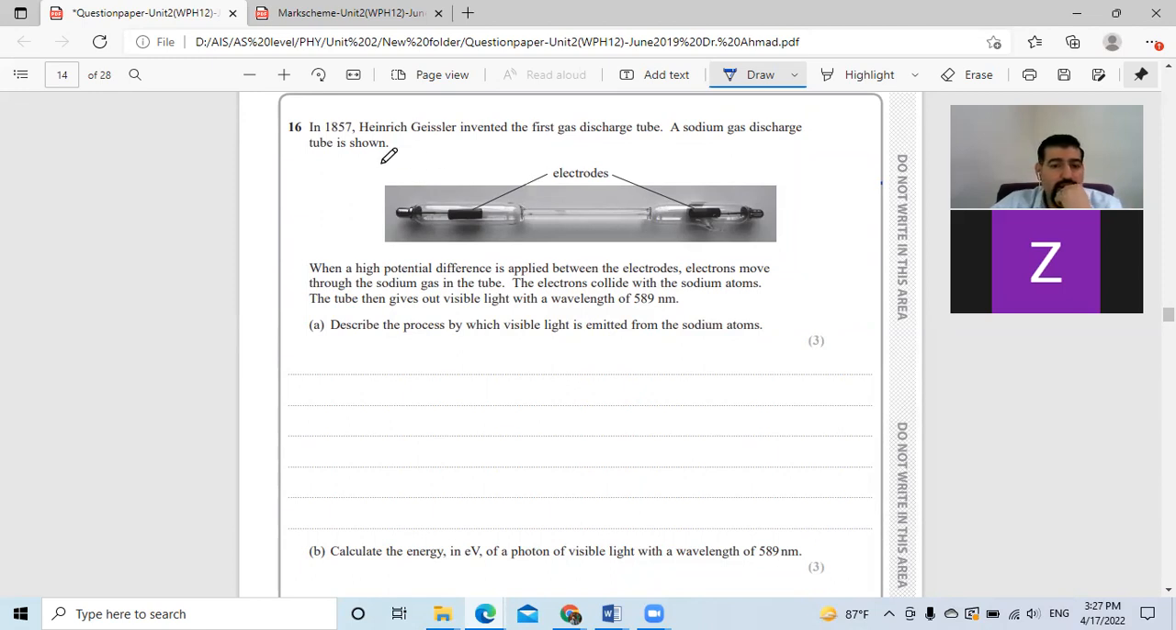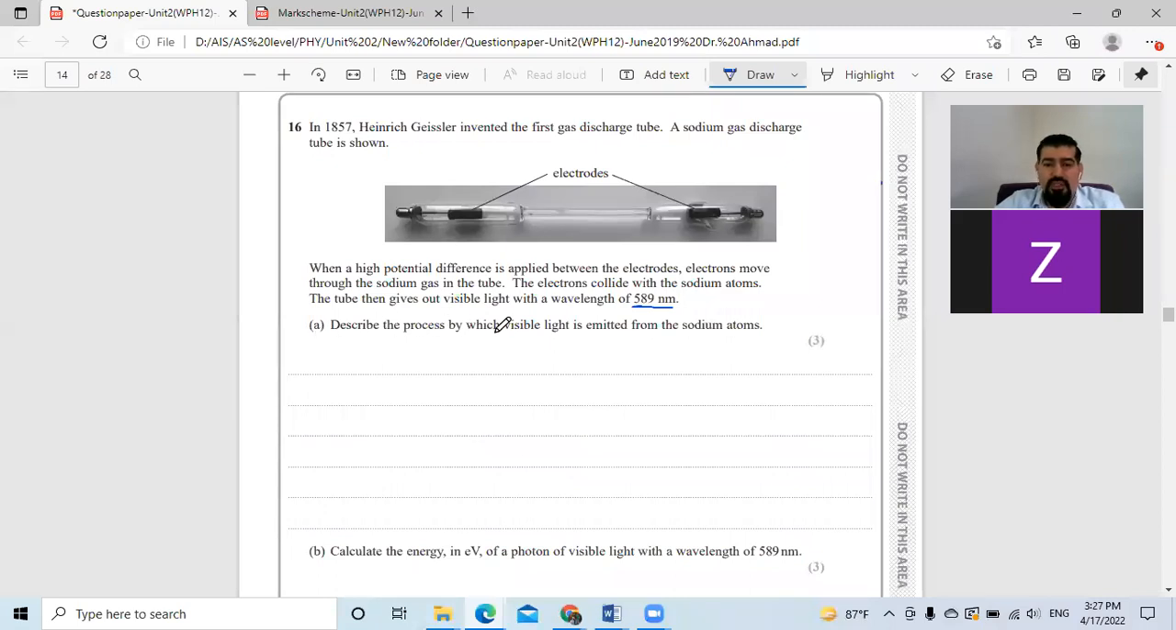is yellow color. When a high potential difference is applied between the electrodes, electrons move through the sodium gas of this tube. Electrons will collide with the sodium atoms. The tube then gives out visible light with wavelength of how much? 589 nanometer. Nanometer means times 10 to the power of -9. Nano means -9.